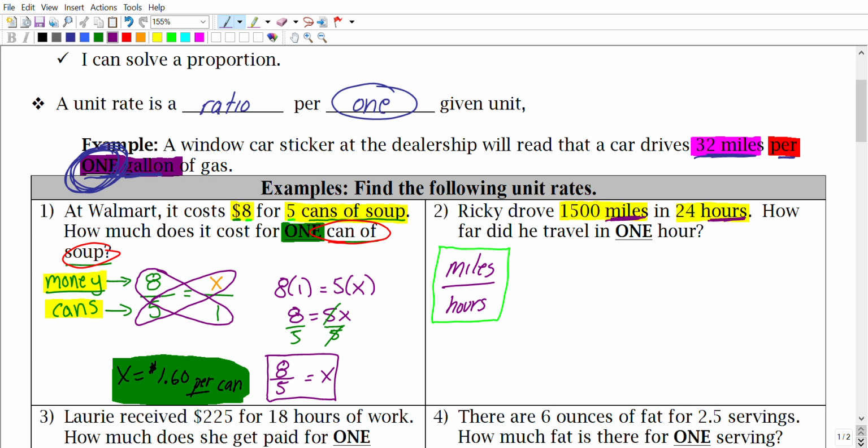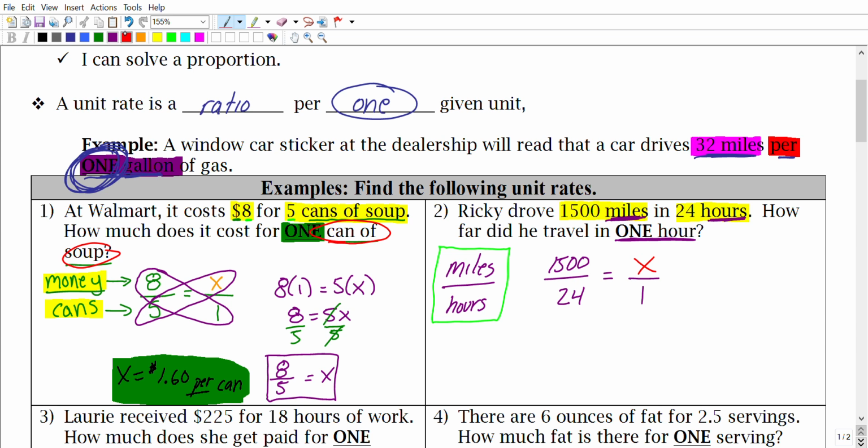All right, so let's go ahead and see what information were we given. We were given that we had 1,500 miles over 24 hours. 24 goes in the bottom because that's where the hours go. Now we have to set up a proportion because we want to know how far did we travel in 1 hour. So where does the 1 go? Down at the bottom where the hours go. And we're looking for how many miles, so that will be our x.